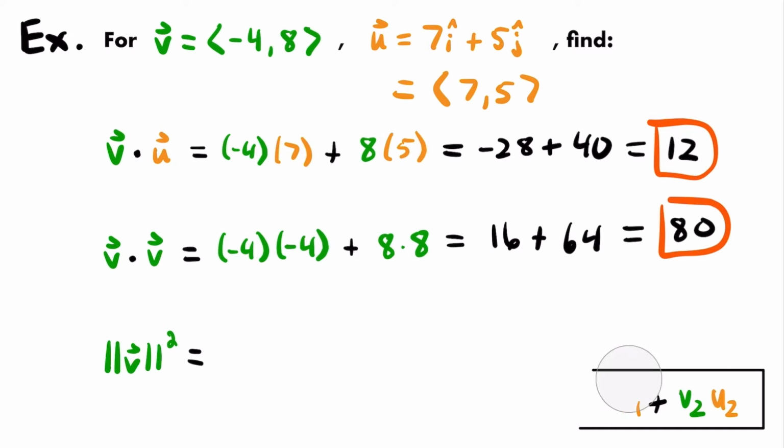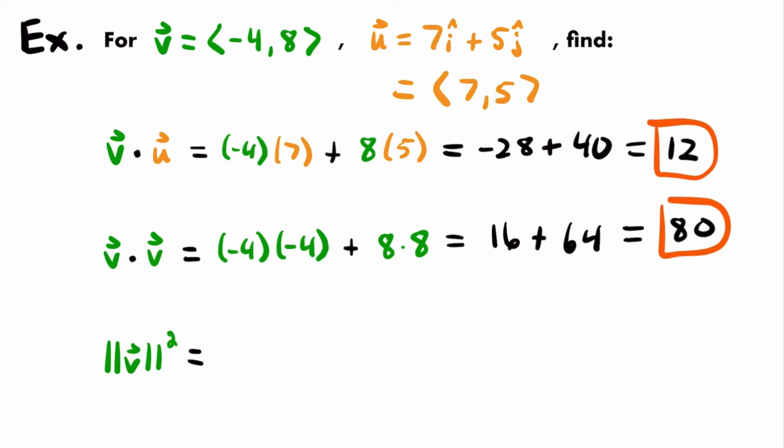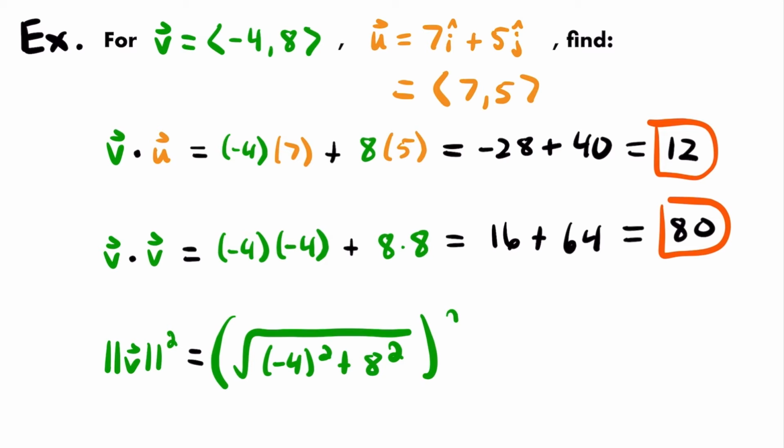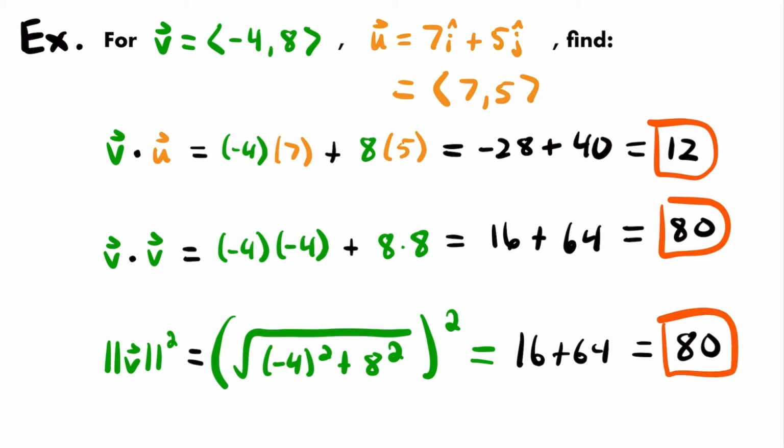Now let's take a look at this last operation here. We just want to find the magnitude of vector v squared. Remember that the magnitude of a vector is equal to the square root of the sum of the components squared. So we'll have negative 4 squared plus 8 squared. But we're squaring that magnitude, so we need to square that square root. Now the square and the square root will cancel each other out, so this is just going to be equal to negative 4 squared plus 8 squared. So we'll have 16 plus 64. And notice that that's the same thing that we had up here, right? 16 plus 64 is equal to 80. And that's not a coincidence.